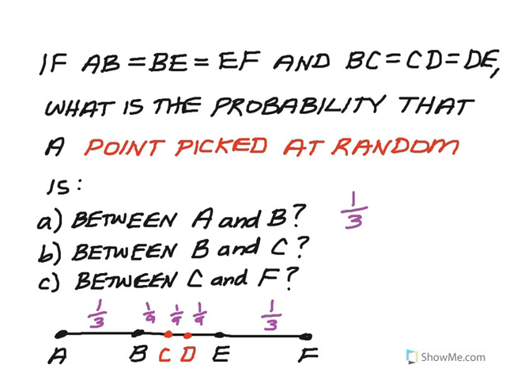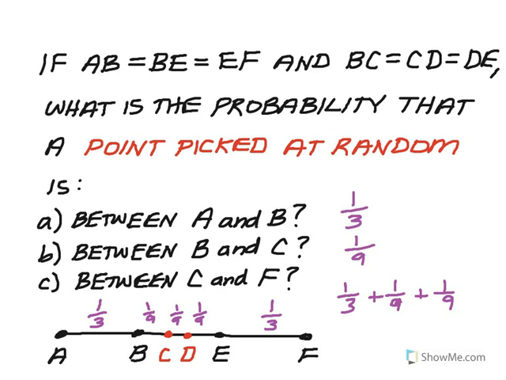Okay, I'm going to pick a point on AF at random. What's the probability it is between B and C? Well, that is 1/9. It's 1/3 of 1/3. And then what's the probability that the point is between C and F? So between C and F, I have EF, which is 1/3, and then I have CD, which is 1/9, and DE, which is 1/9.